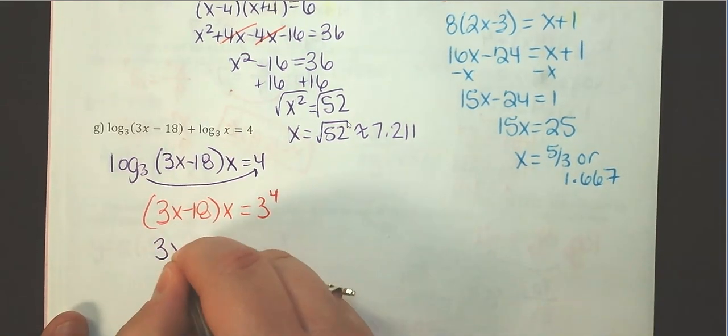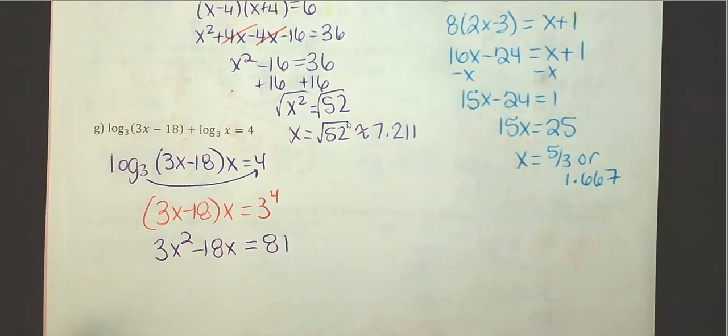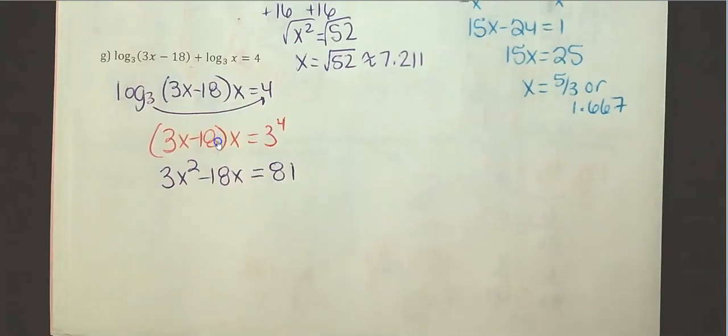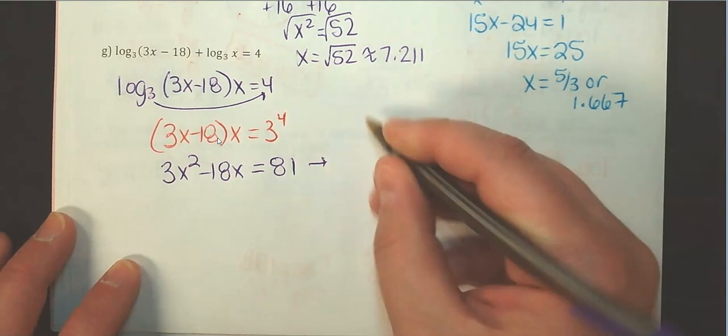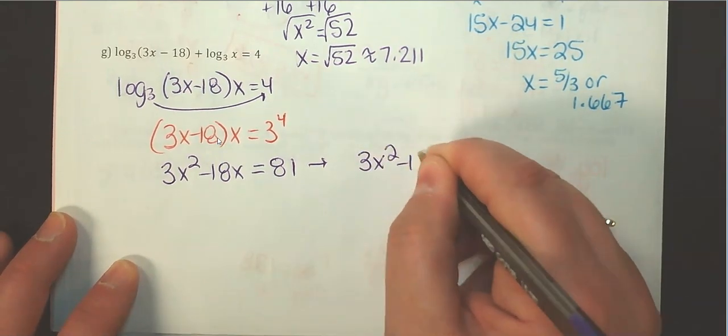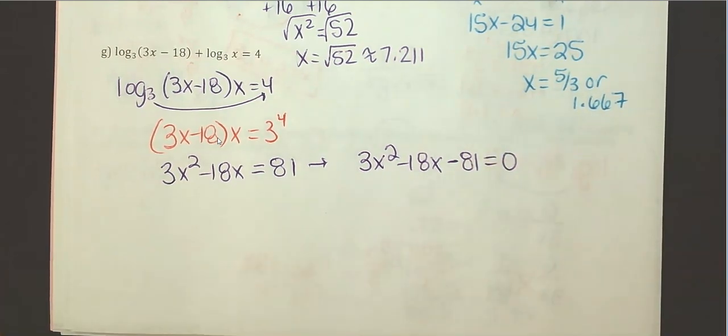All right, so I really have 3x squared minus 18x. If I distribute that, distributive property, it's not a FOIL. And then 3 to the 4th is 81. So unfortunately this is going to result in a quadratic. But I promise if you get a quadratic it will be factorable, or you can use the quadratic formula. So first thing I would do here real quick is set this equal to 0 by subtracting 81 from both sides.